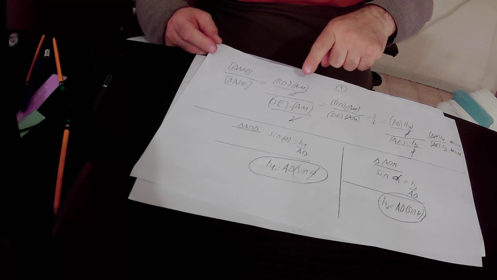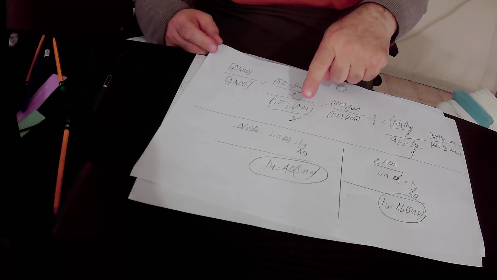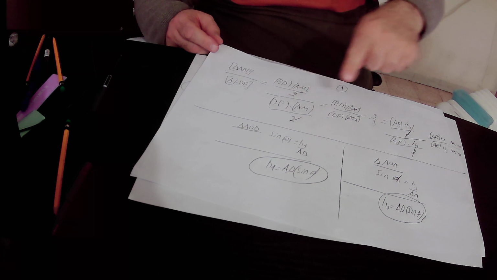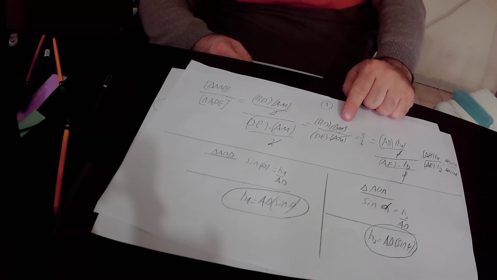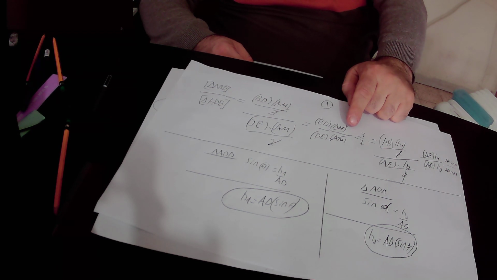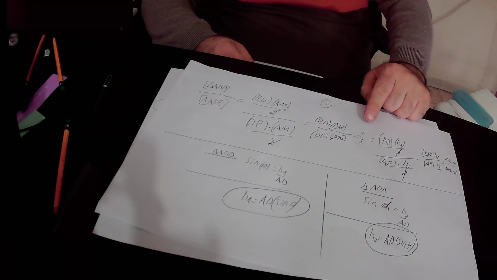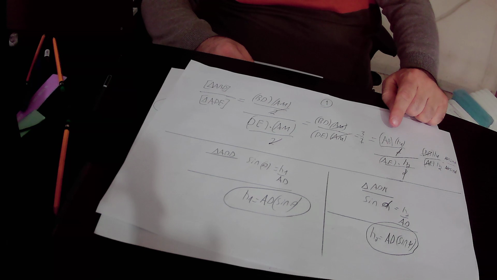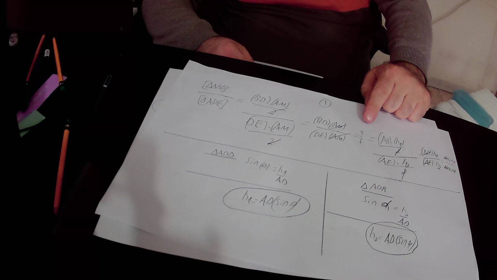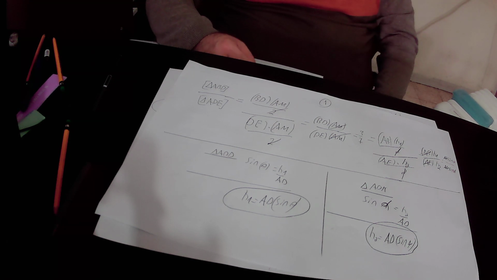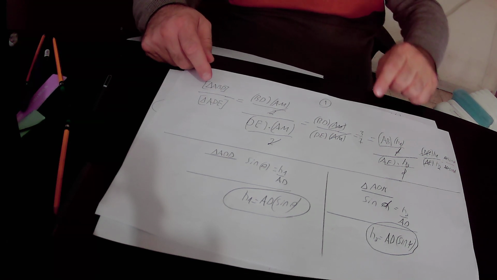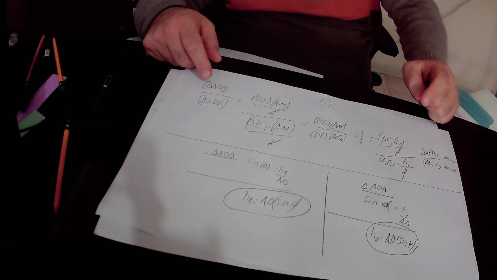Here we have 2 in the numerator and 2 in the denominator, so the 2 gets cancelled, and we are left with BD times AM over DE times AM. AM over AM is 1, so it gets cancelled, and we are left with BD over DE. BD equals 3 units and DE equals 7 units, as given in the question. So in conclusion, the area of triangle ABD over the area of triangle ADE equals 3 over 7.